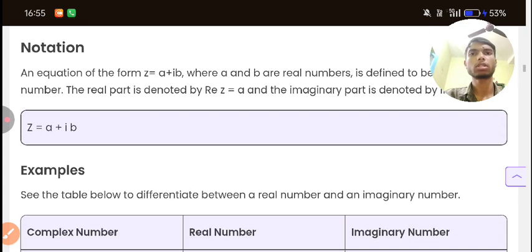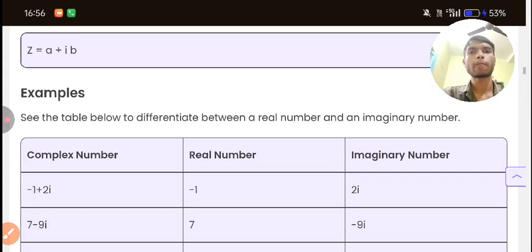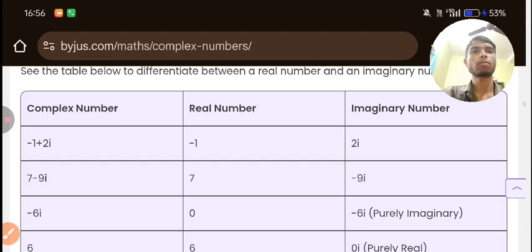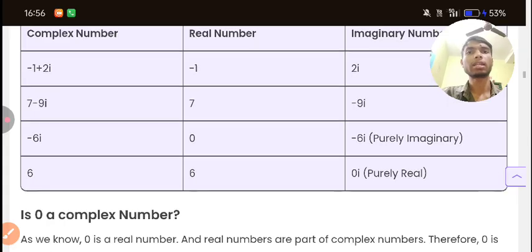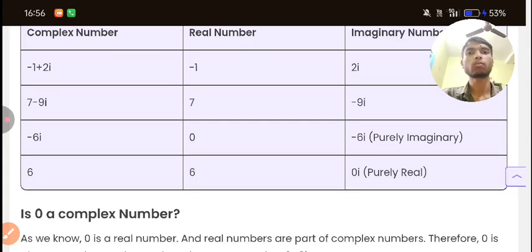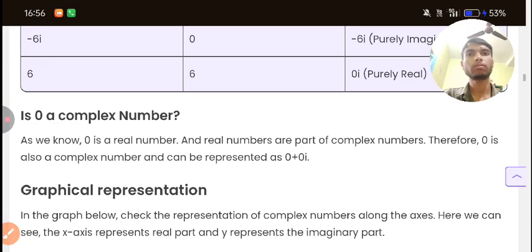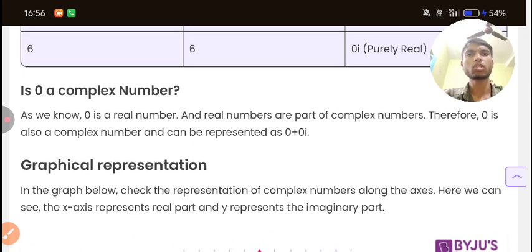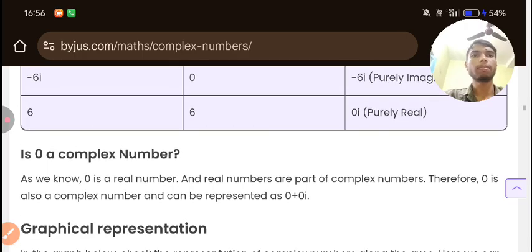Notation: Z is the symbol for representing a complex number. Among imaginary numbers, 2i, 9i, minus 9i, minus 6i are purely imaginary. 0 is purely real, 0i is purely real. 6 is a real number. Is 0 a complex number? As we know, 0 is real, and real numbers are part of complex numbers.